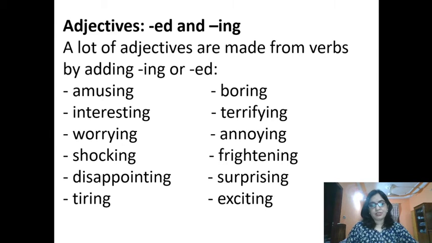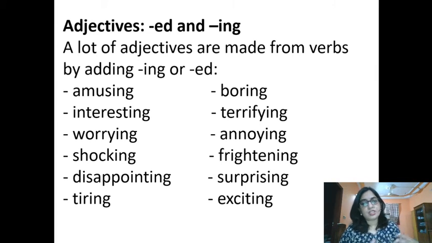Now, something which is very interesting is the ed suffix and the ing suffix. I'm sure you know that suffixes are the things that you attach after the root word. A lot of adjectives are made from verbs, and as you add an ing or ed suffix to a verb, you form adjectives. For example, I have given some examples over here: amusing, interesting, worrying, shocking, disappointing, tiring, boring, terrifying, annoying, frightening, surprising, exciting, and there are many, many more. You see that these are all ing endings, but ing endings do not mean that it is a continuous form of the verb. It means that these are adjectives.